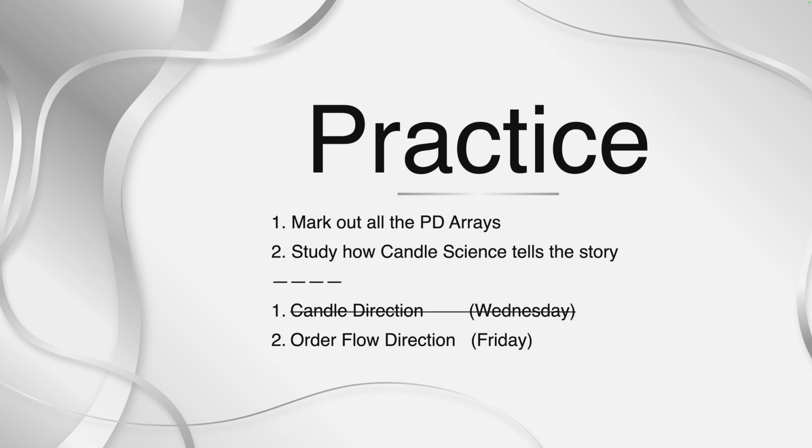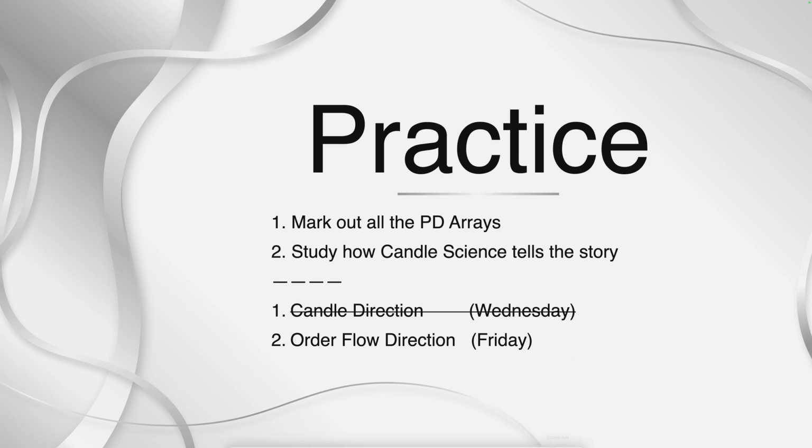So practice right here. Same step that we did with the previous video. Mark out all the PD arrays. Then study how candle signs tell the story. So are we respecting that discount array or PD array? Are we disrespecting those PD arrays? What are we doing? Are we monitoring the 2-candle rejection as well? Can the rejection right now continue higher already? Or is the rejection failing overall? All right, that is exactly what we want to monitor right there. And that will lead to the candle direction that will tell us into which next PD array we might want to trade into. It gives us a great indication of what the draw on liquidity overall is as well.